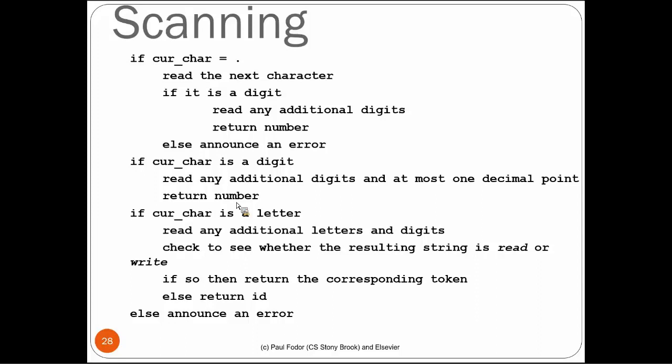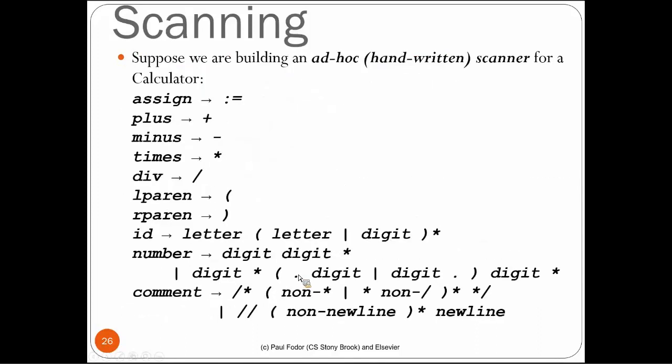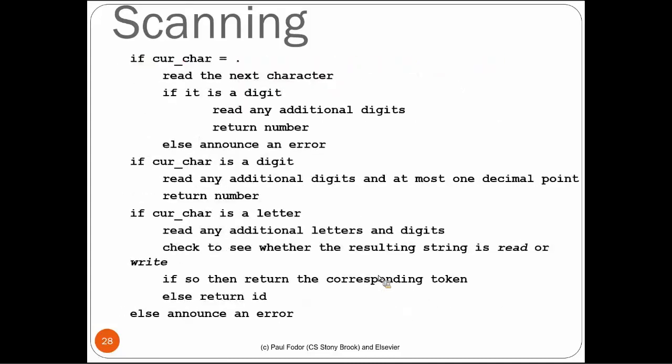If the current character is dot, then we read the next character. If it's a digit, then we know that it is a number, so we read any additional digits and return the number after we read all the digits. Else, if it's just dot, our grammar has only digit, period, before in the use of number. Our grammar does not have any other tokens that need period. So period should always be followed by a digit. We cannot actually have other tokens. So if it's not a digit, we announce an error.